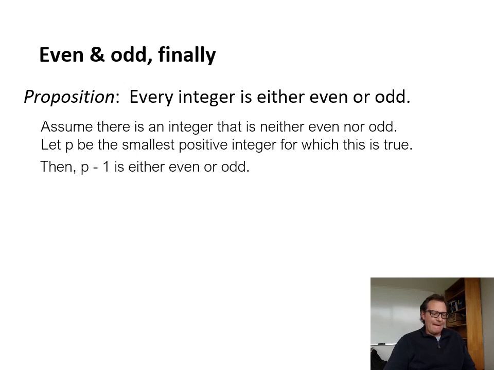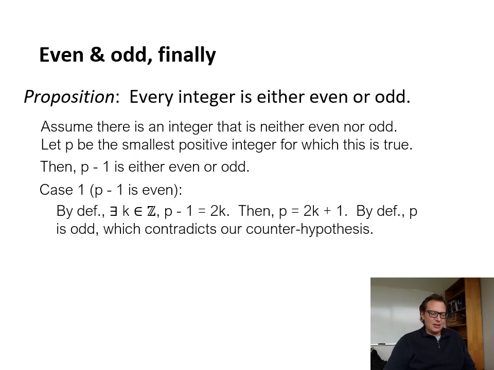So, because p is the smallest positive integer that is neither even nor odd, then we know that p minus 1 is either even or odd. So in case 1, p minus 1 is even. So by definition, we know that then p minus 1 is equal to 2 times k, and then p is equal to 2k plus 1, which means that p is odd, and that contradicts what we assumed, because we assumed that p is neither even nor odd. So we reach the contradiction.